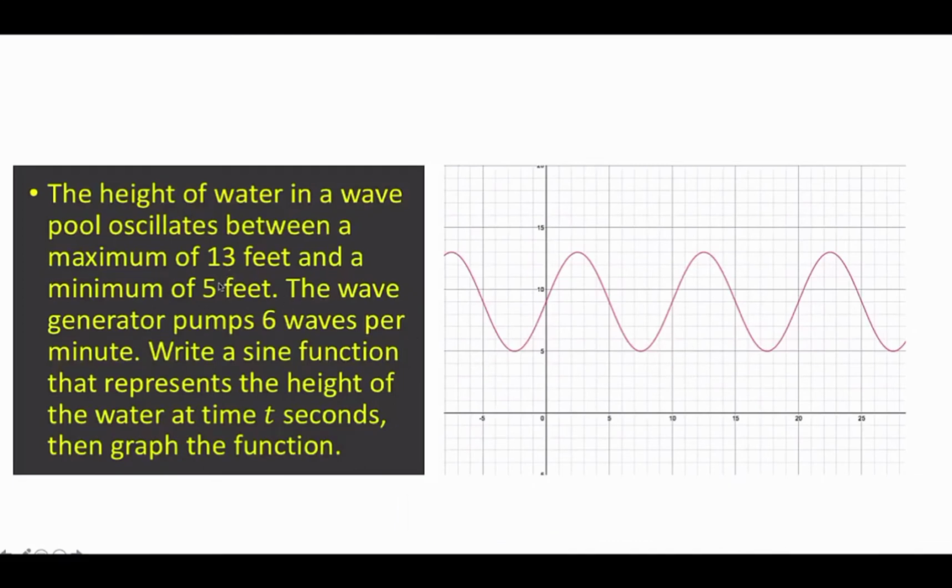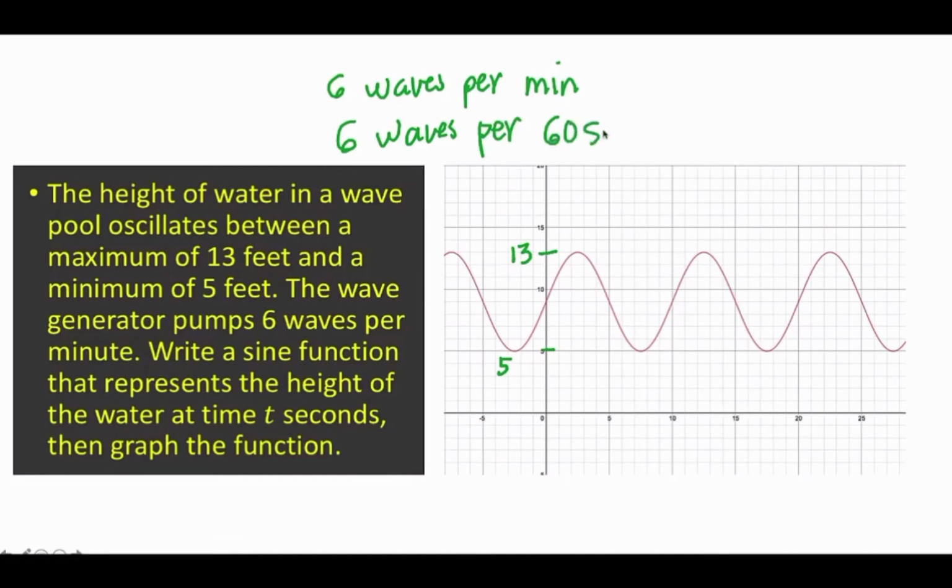So at this point, we are now ready to answer our math problem of the day. The problem that was given was, the height of water in a wave pool oscillates between a maximum of 13 feet and a minimum of 5 feet. The wave generator pumps 6 waves per minute. If there are 6 waves per minute, that is equivalent to having 6 waves per 60 seconds, or 1 wave for every 10 seconds. So we need to remember this.